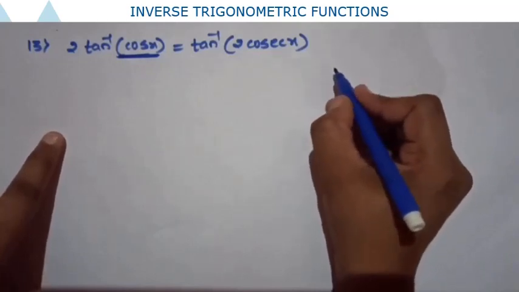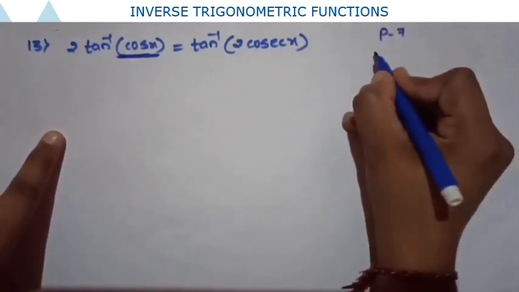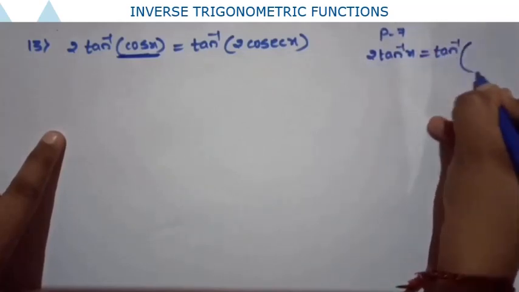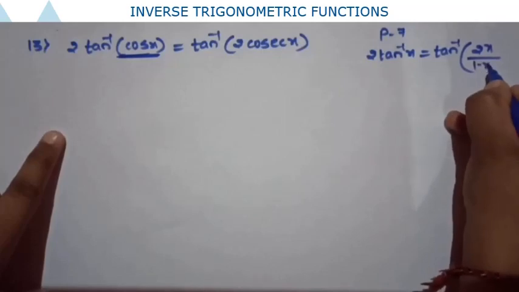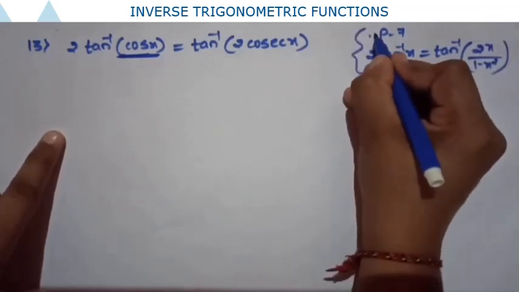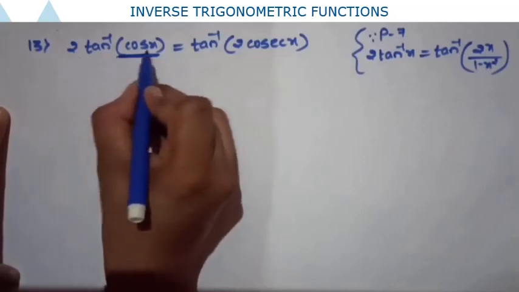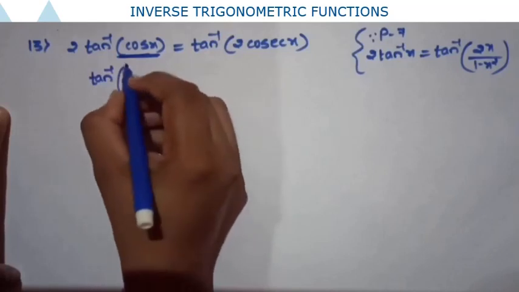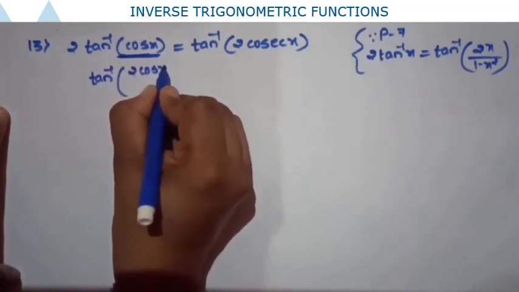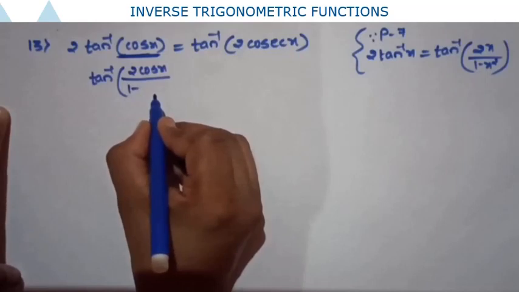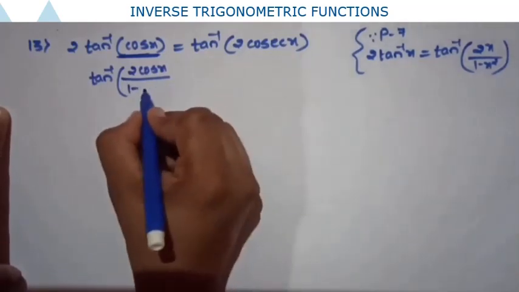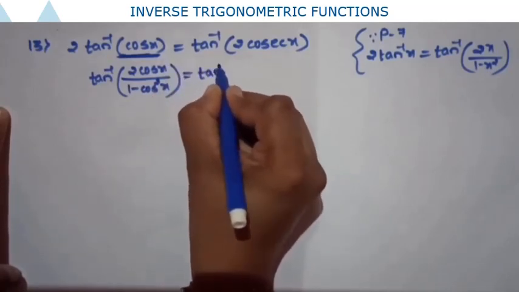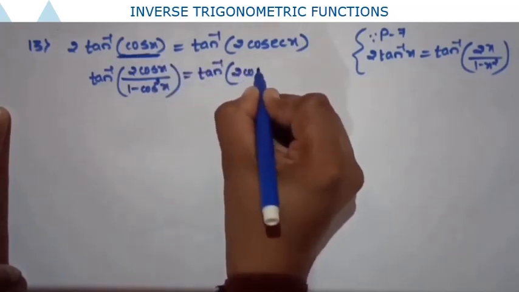Okay, from property number 7, we have the 2 tan inverse x formula as tan inverse of 2x by 1 minus x square. So I am using property number 7. For 2 tan inverse x, what is x here? Cos x. So therefore I write tan inverse of 2 cos x divided by 1 minus x square, where x is cos x, therefore this becomes 1 minus cos square x. This is equal to tan inverse of 2 cosec x.